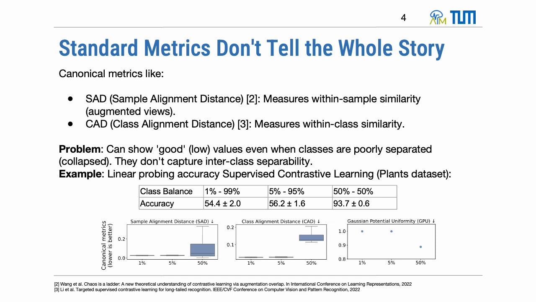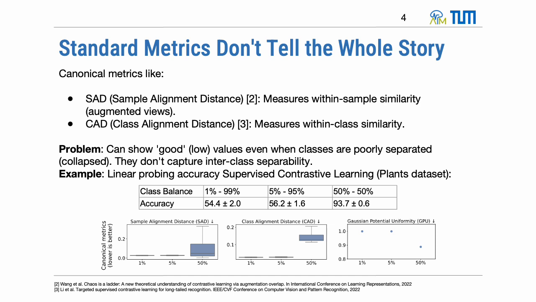So we set out to understand this, and for this we initially started using standard metrics, the sample alignment distance or the class alignment distance, to look at inter-sample similarity or within-class similarity. But we were seeing good values there even when the classes are very poorly separated. So this doesn't really capture inter-class separability.